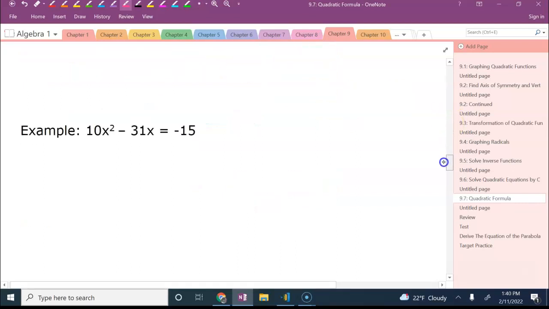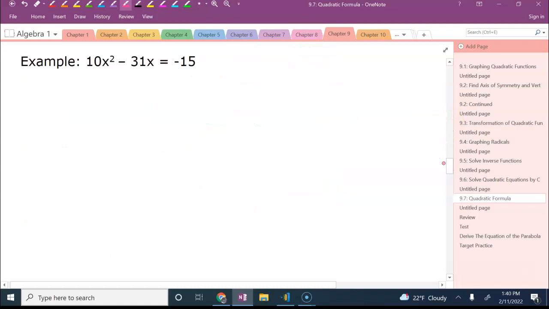Let's take a look at this example together. So they don't have this one set equal to 0, because you can see it says equals negative 15. So before we start grabbing our A and our B and our C, you're going to want to move this negative 15 over to the other side. So we're going to do that by adding 15 over to the left-hand side. So my new quadratic is going to say 10x squared minus 31x plus 15 equals 0.